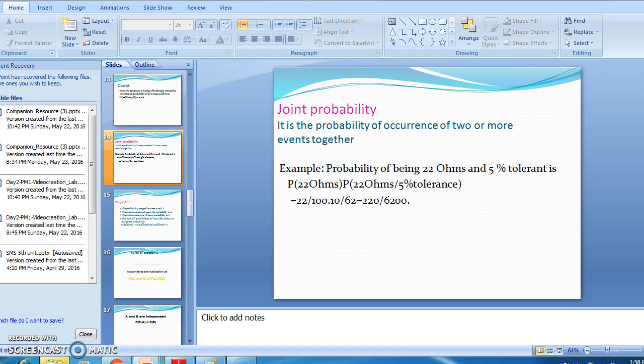Now, what is the joint probability? It's the probability of occurrence of two or more events together. As an example, the probability of being 22 ohms and 5% tolerance is the probability of 22 ohms into the probability of 22 ohms under the condition of 5% tolerance. That comes to be 22 by 100 into 10 by 62, which is 220 by 6,200, which can be further simplified.